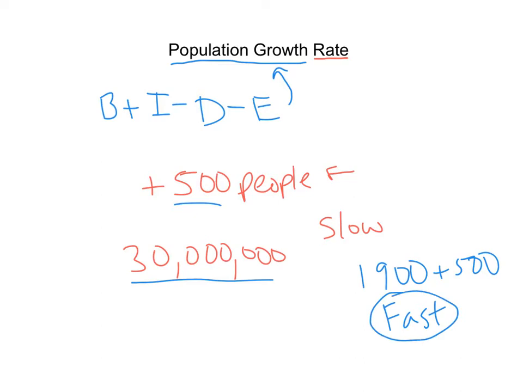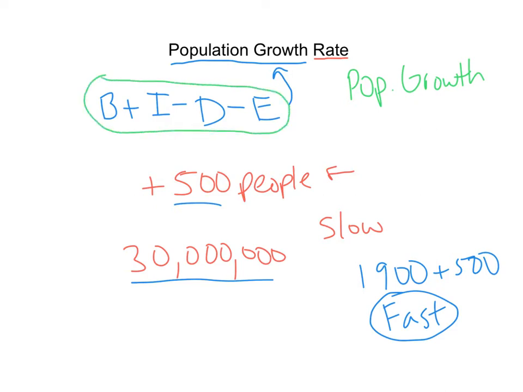And the formula for population growth rate is just the population growth, which remember, that's what we figure out with the B plus I minus D minus E. That's how we figure out population growth. So it's population growth divided by the total population.